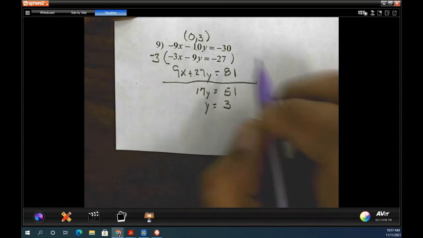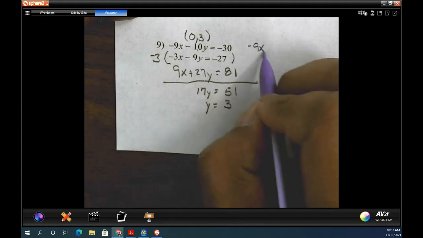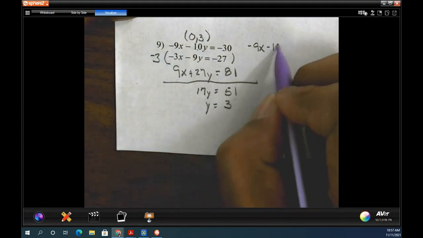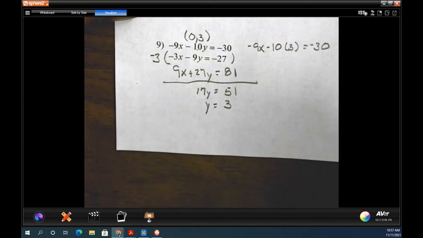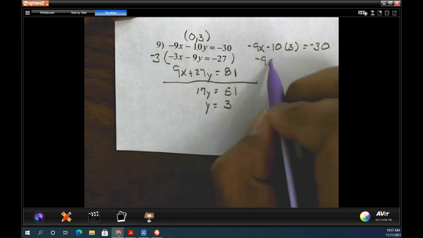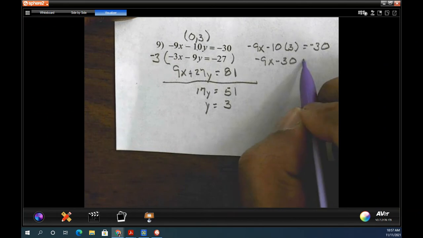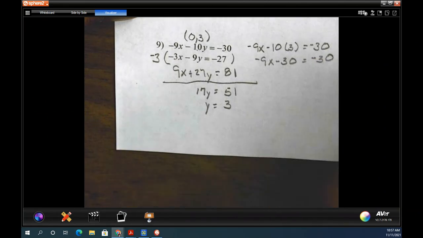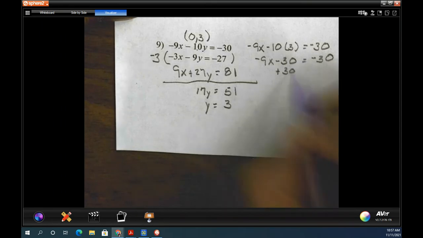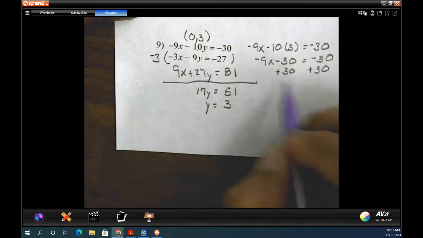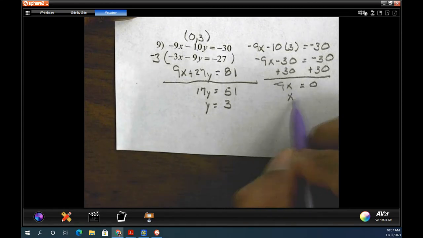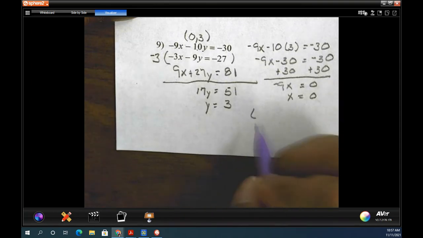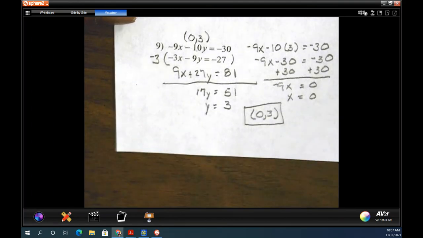Let's use the top. -9x, remember, it doesn't matter which one you use, minus 10 times 3 is equal to -30. So that becomes -9x minus 30 is equal to -30. So you add 30 to both sides, and we get -9x is equal to 0. So that means x equals 0. So the solution is 0, 3. That's it.